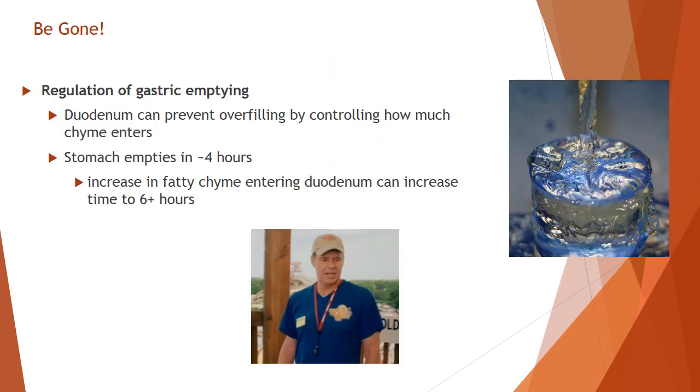But there are some things. How do you regulate the emptying of it? The duodenum can actually control how much enters it because it doesn't want to get too full. So the duodenum has controls for that. How much moves through the duodenum depends on what food items are present. If you have a more fatty meal, it can take a longer period of time. If you have more sugar-based or carbohydrate-based food, it moves a little quicker.